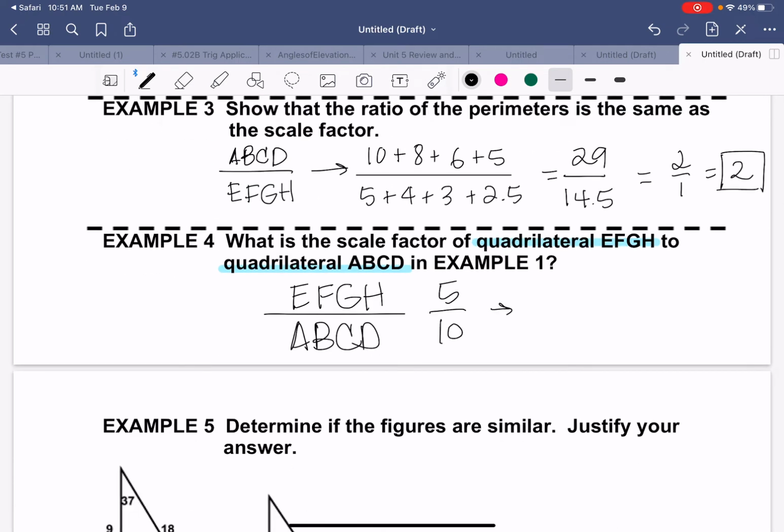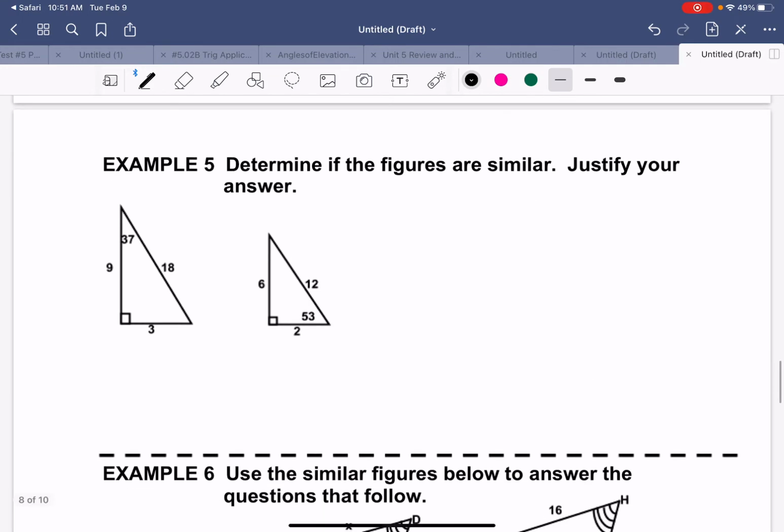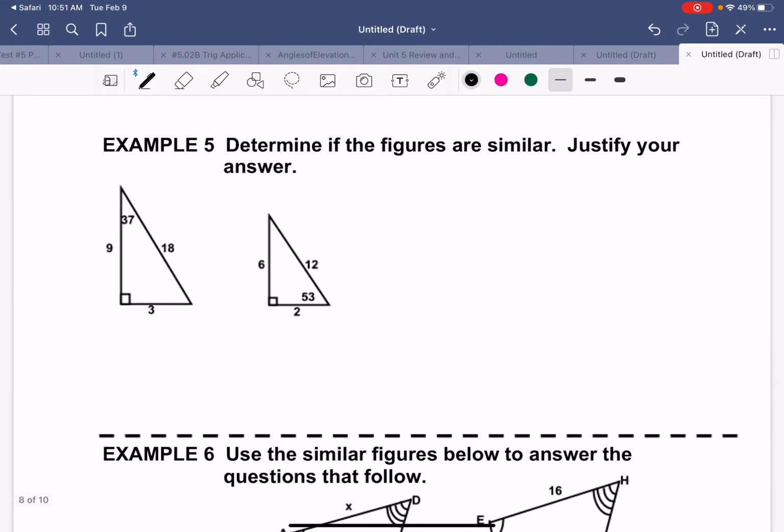Which then simplifies down to 1/2. So the scale factor is flipped. When you flip the actual wording, you flip the ratio, depending on if you go from the big polygon to the little polygon, and if you wanted to change it to the little polygon over the big polygon, you just flip the numbers.